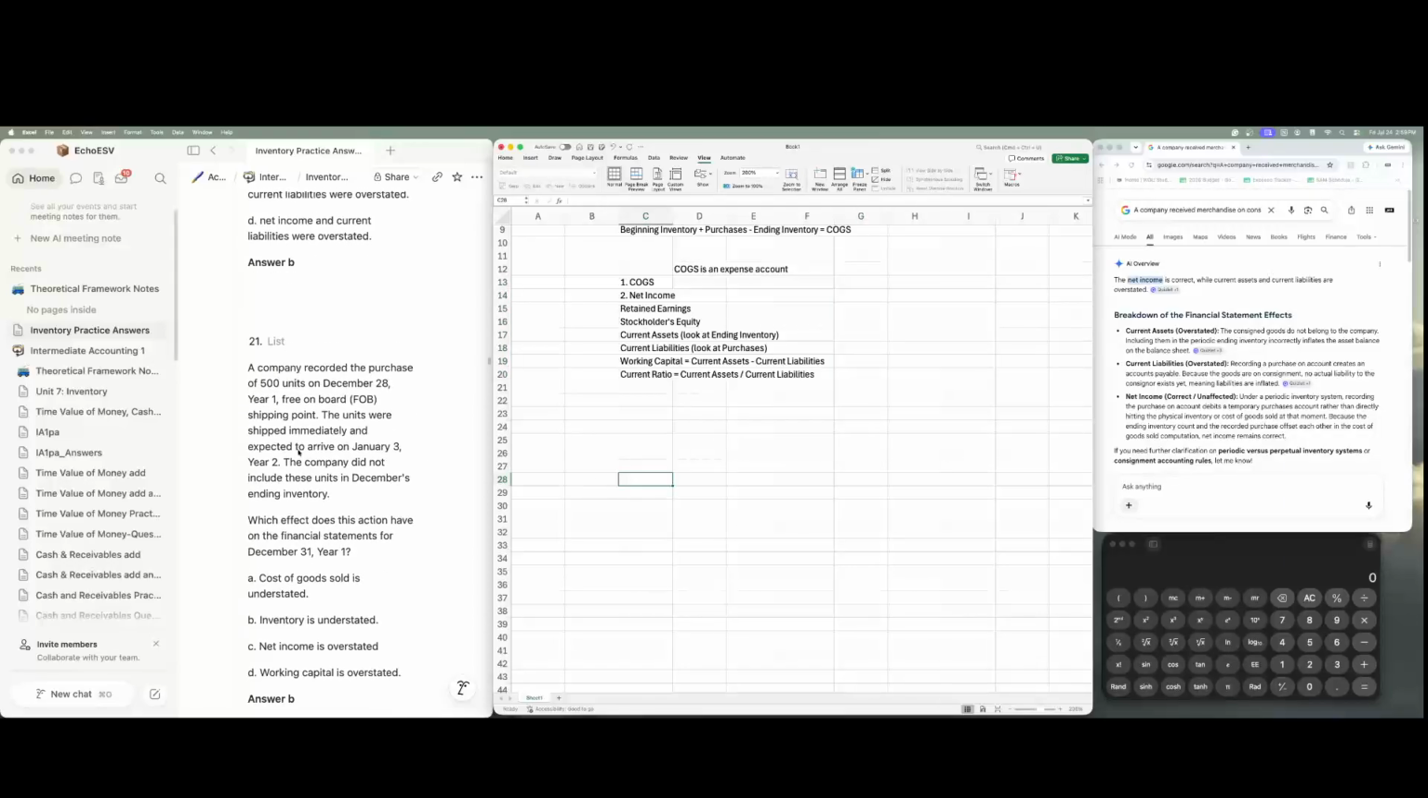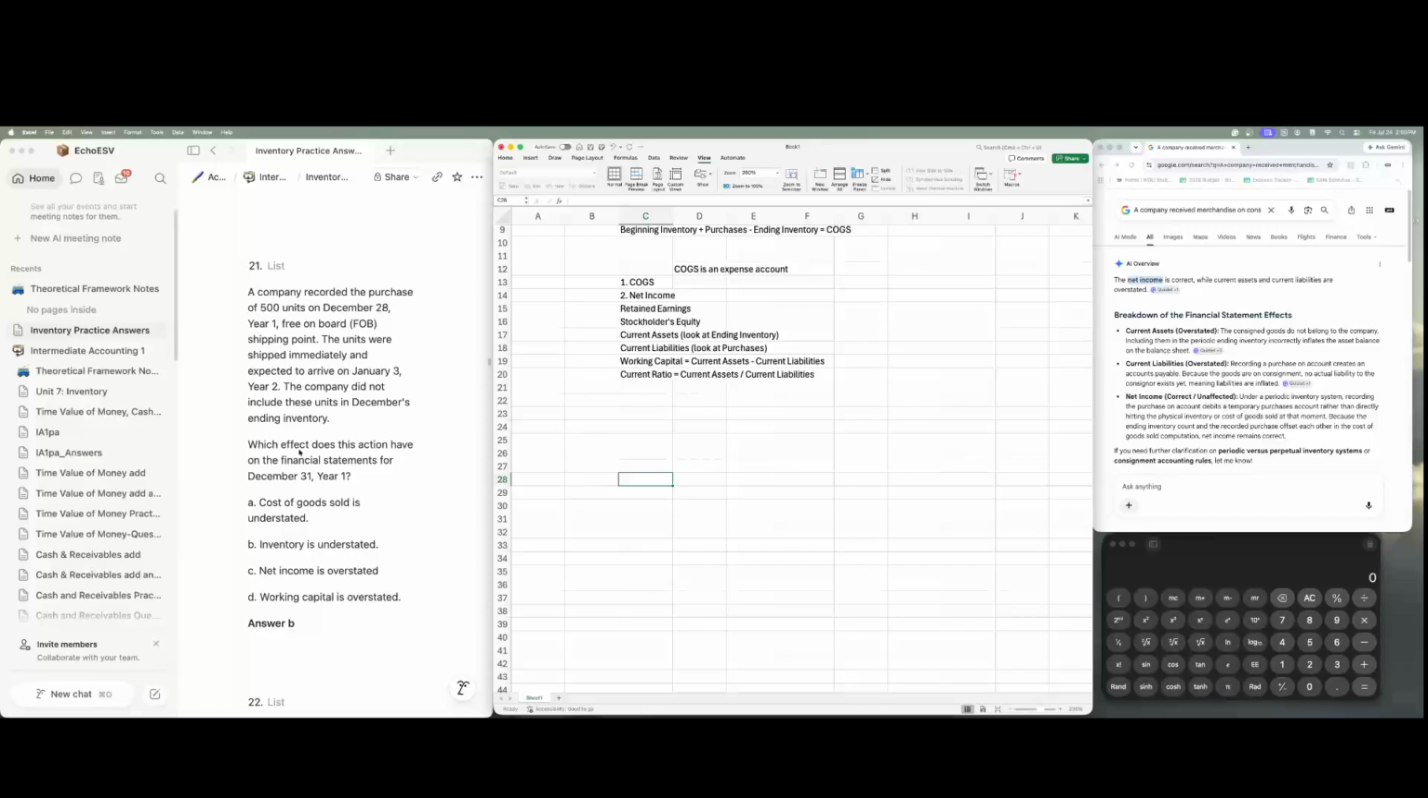So this is the last question for the misstatement of inventory. A company recorded the purchase of 500 units on December 28th, Year 1, free on board, shipping point. The units were shipped immediately and expected to arrive on January 3rd, Year 2. The company did not include these units in December's ending inventory. Okay, what effect does this have?